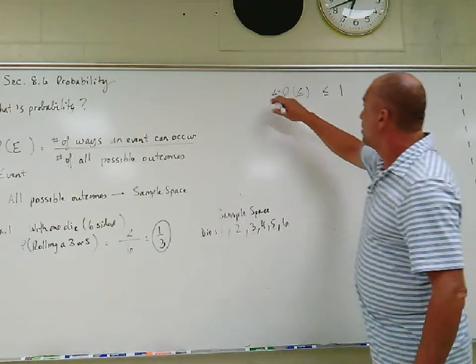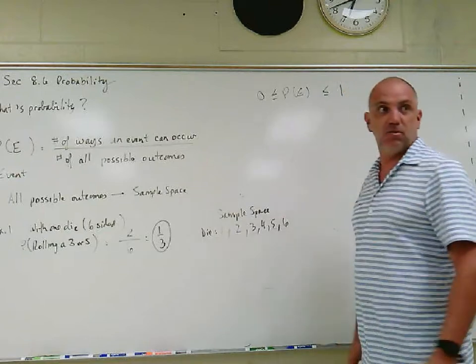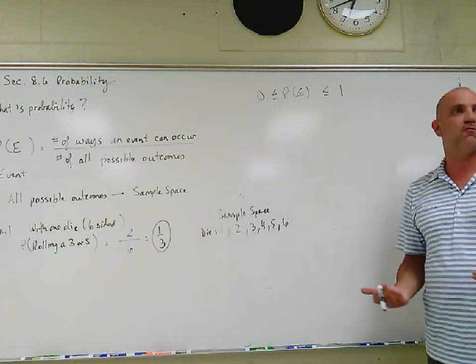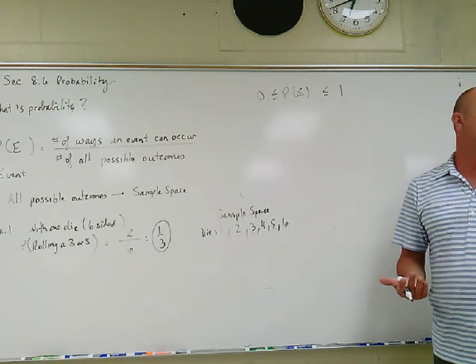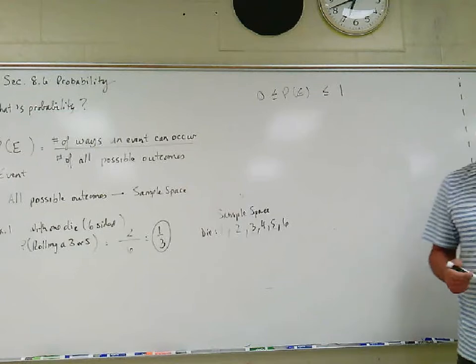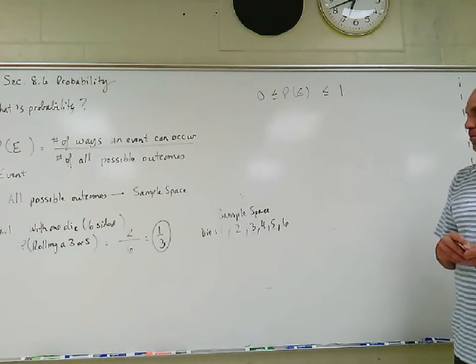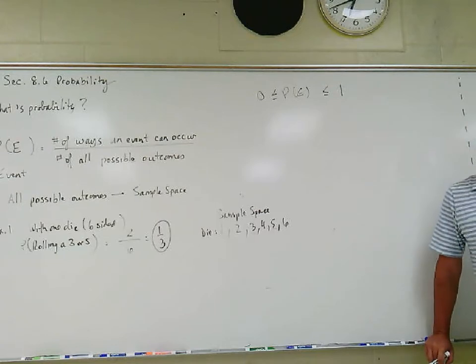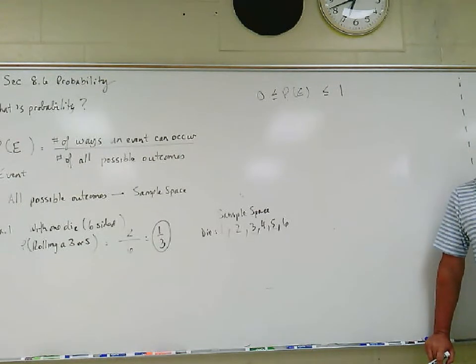The smallest you could ever get is 0, because we could make up something silly. What's the probability of rolling an 8? There is no 8, so it's 0/6. What's the probability of rolling a 1, 2, 3, 4, 5, or 6? There's your 6/6, which is 1. So you could ask that question.